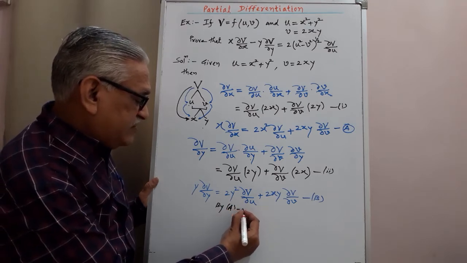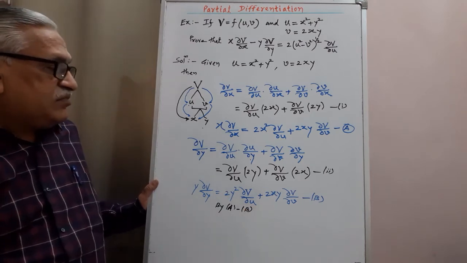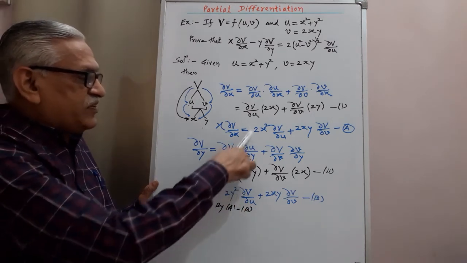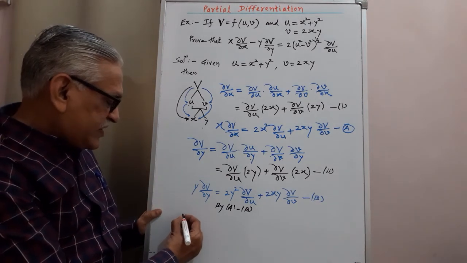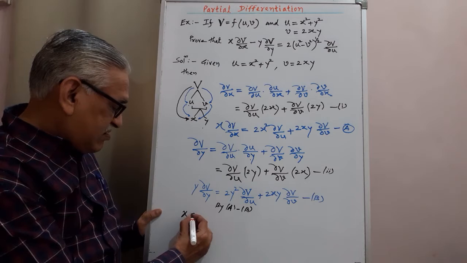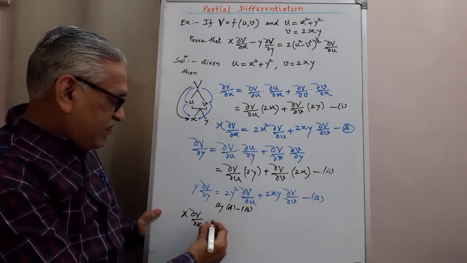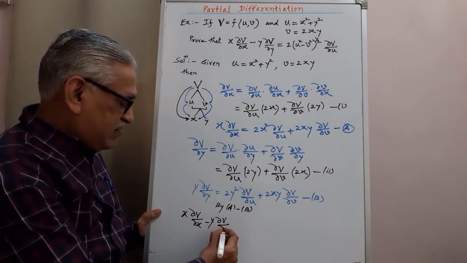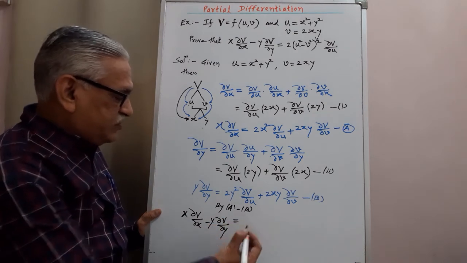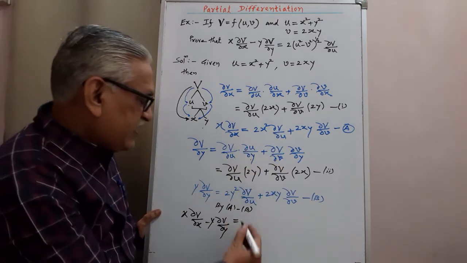Equation A minus equation B. Subtract B from equation A, and therefore we get x ∂v/∂x minus y ∂v/∂y is equal to this minus this. Okay, I will write down completely.